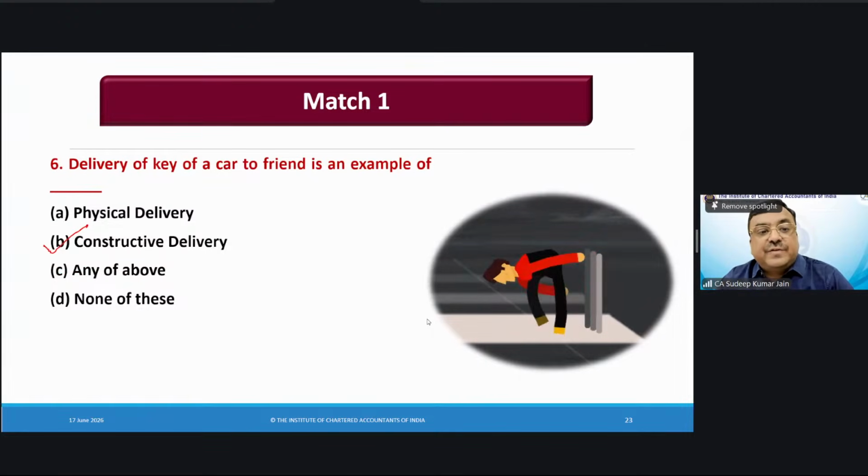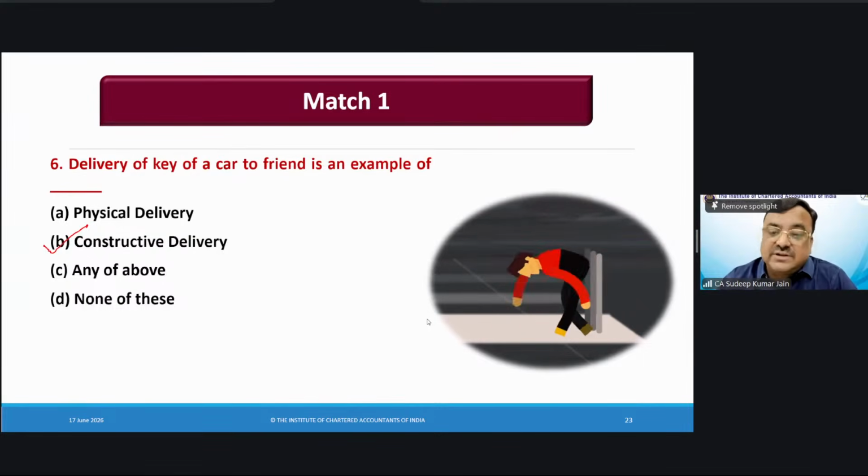Delivery of a car to a friend. Is it physical delivery? No. It is only a constructive delivery.